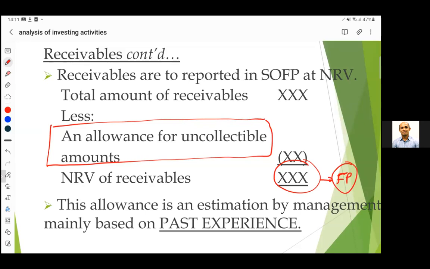Now, as an analyst, what you do is you see whether the provision made in the financial statements is adequate enough. You have to focus on this item. In the accounting analysis, you have to see whether this provision is enough. So this is your key consideration.